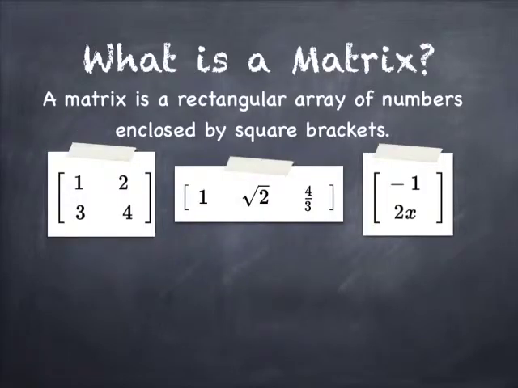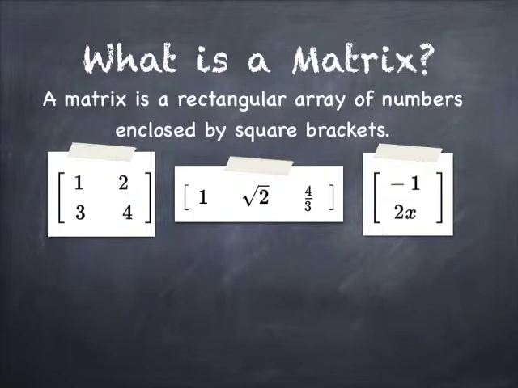So first off, what is a matrix? Well, a matrix is a rectangular array of numbers enclosed by square brackets. That's the mathy way of saying it. A matrix is a group of numbers arranged in a rectangle. So here we've got three different matrices. The first one's what we call a square matrix, because it's set up like a square. Second is a row matrix, because there's one row of numbers. And the third is a column matrix, because it's one column of numbers.